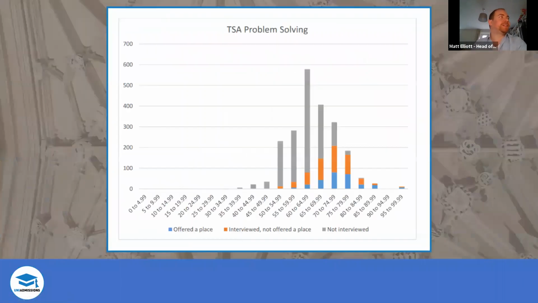We see the same thing in the TSA. I've only done 4 of these. I didn't want to bore everyone. I have dozens. We see the same thing in the TSA.